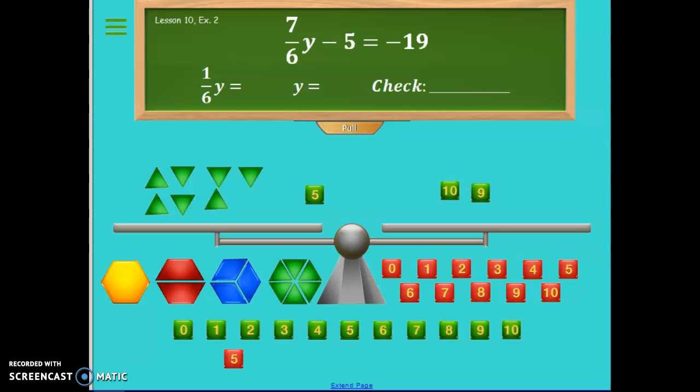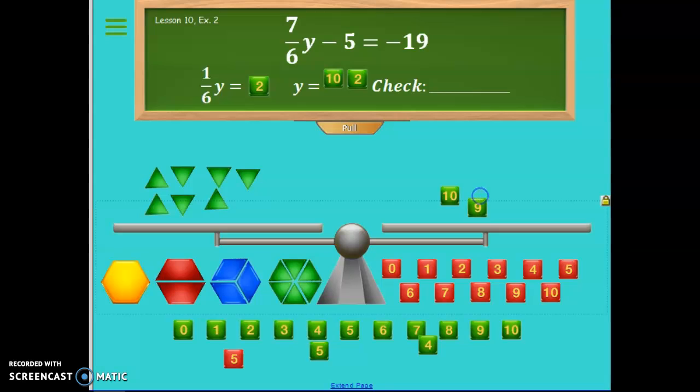All right. I can use the subtraction property of equality to solve this or simplify this. Take away -5, and if I take away -5 from here, I end up with -14. And 1, 2, 3, 4, 5, 6, 7, 6 equals -14, which means 1/6 would be equal to -2. And if 1/6 y equals -2, then y is going to equal -12. Okay. Reset to check.